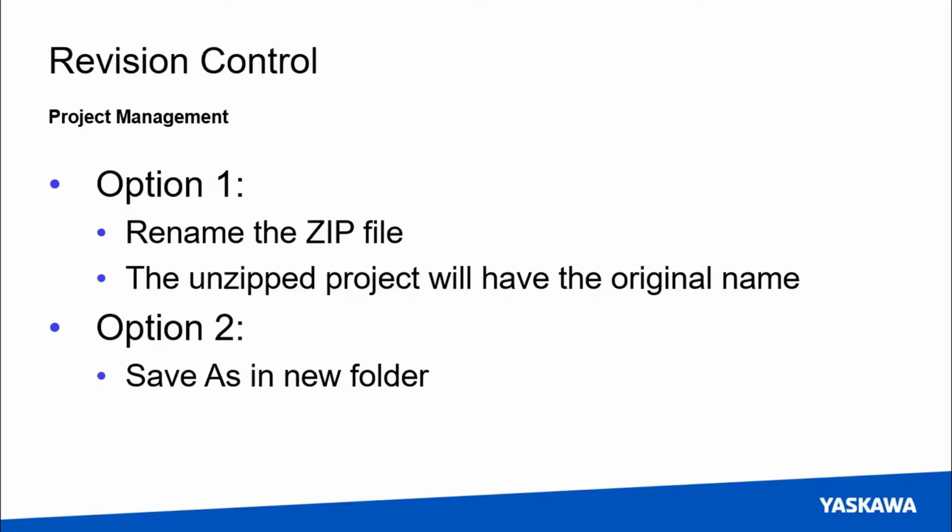Knowing these things now, there's a couple options when you have to take care of revision control. One option would be to just keep working in the same project folder. And when you reach a milestone or a revision, you could just rename that zip file. However, keep in mind the unzipped project will not have that name renamed. It'll have the original name. And option 2 would be to save as in a new folder like you saw me just demonstrate now.